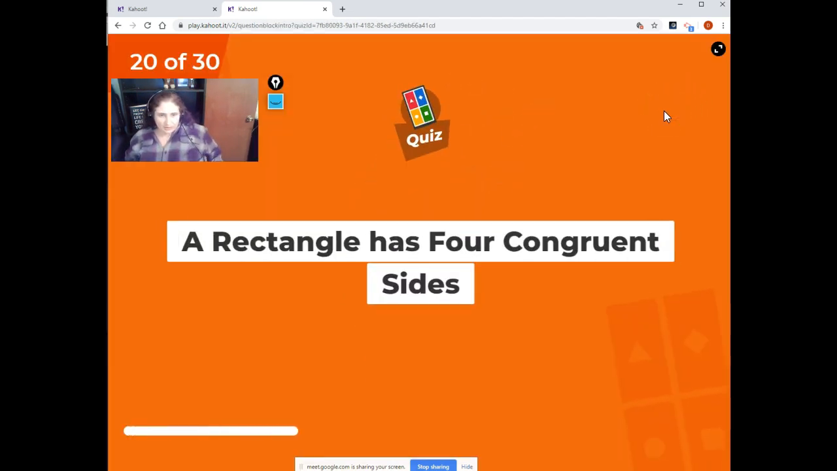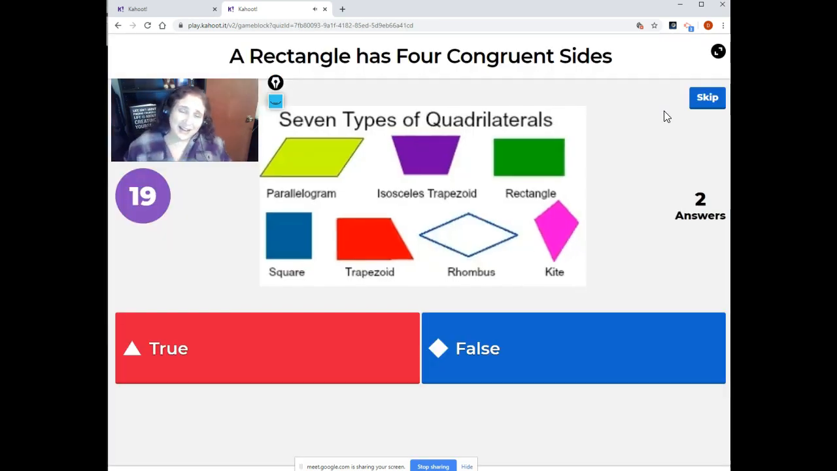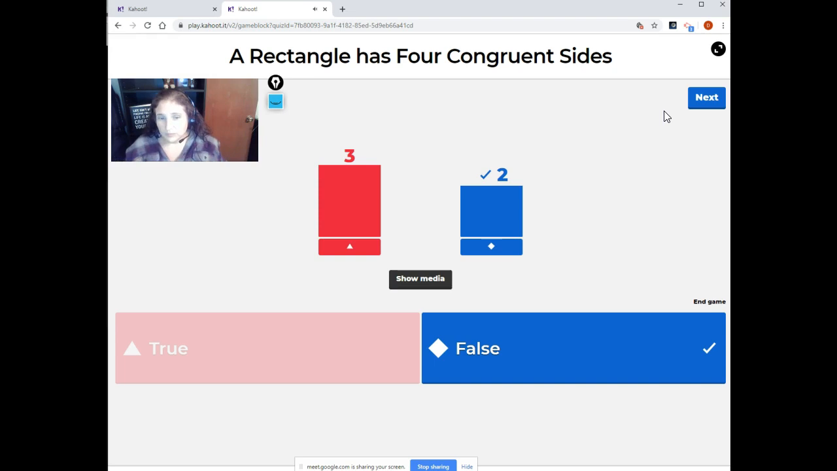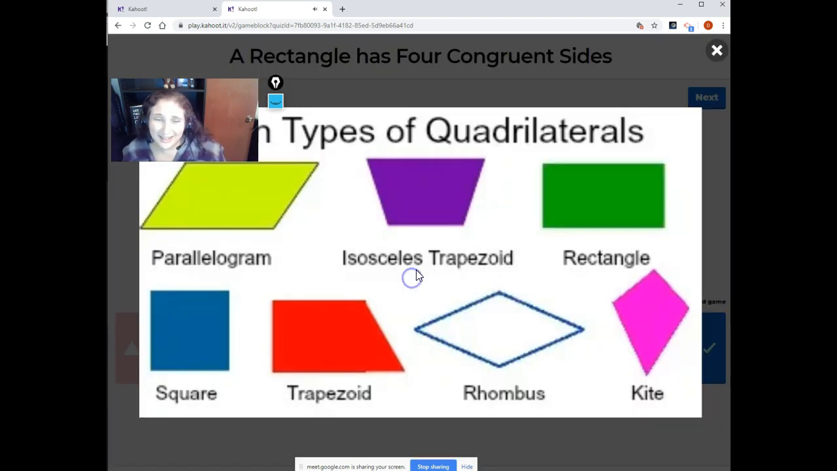Last question. A rectangle has 4 congruent sides. Yay, all of us can end on a high note. True or false? Oh my gosh, we all can end on a high note. A square has 4 congruent sides, but a rectangle does not.